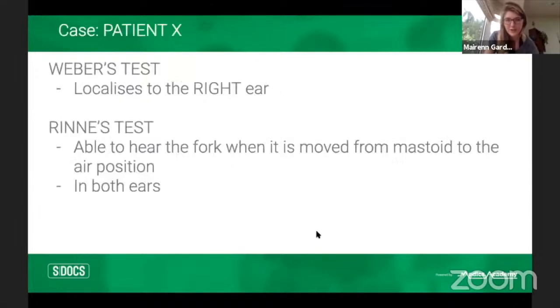So a quick case for you. A patient comes to you with hearing loss. You do a Webers test and it localizes to the right ear. Because of this, you then go on to do the Rinneys test. When the patient is able to hear the fork when it's moved from the mastoid to the air position in both ears, what kind of hearing loss do you think this person has?